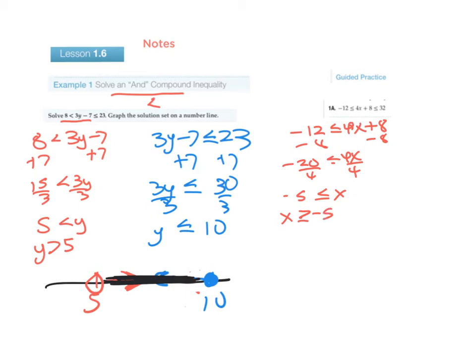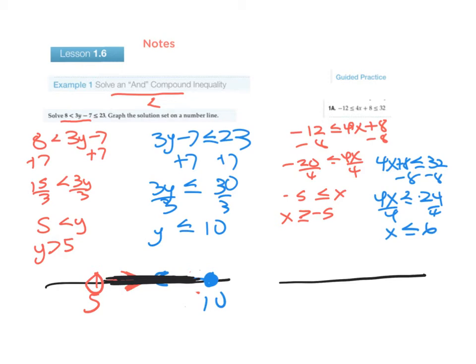And then I'm going to do my second equation, 4x plus 8 less than or equal to 32, minus the 8. 4x is less than or equal to 24, and then divide by 4. X is going to be less than or equal to 6. Once again, I'm going to go on my graph. My red one, I'm going to start at negative 5. It's a filled-in circle, and I'm coloring it towards the right. And the blue one, I'm going to have a 6 filled-in circle, and it's going left. Notice how they go towards each other, and so our graph ends up being an intersection.